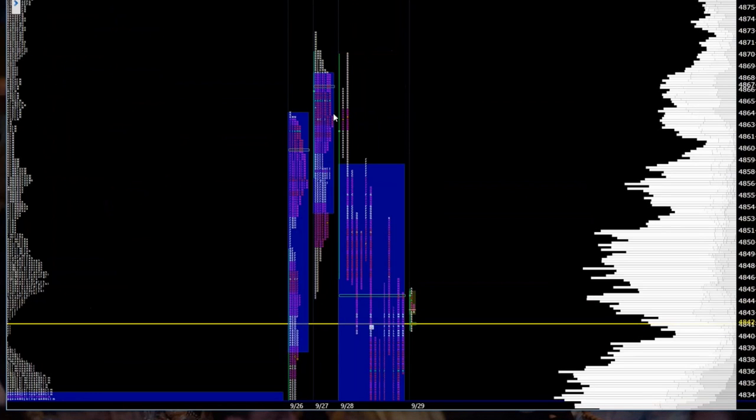Go back over here. Okay. Notice on today's profile in the NASDAQ, see this green line here? This is what we call the initial balance. This is the first hour of trade.